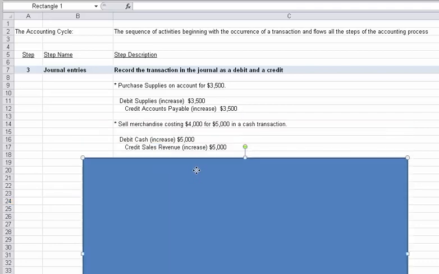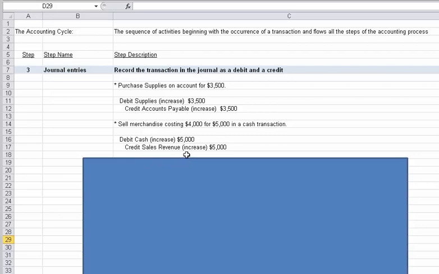Okay, so that's one way we would record the transaction in a journal. Now, what if we were to sell merchandise costing $4,000 for $5,000? Well, we actually have two entries here. We would debit cash because we received cash for the merchandise we sold, and we would credit our sales account, or our sales revenue account. Both of those would be increased because cash is an asset. Assets increase with debits.